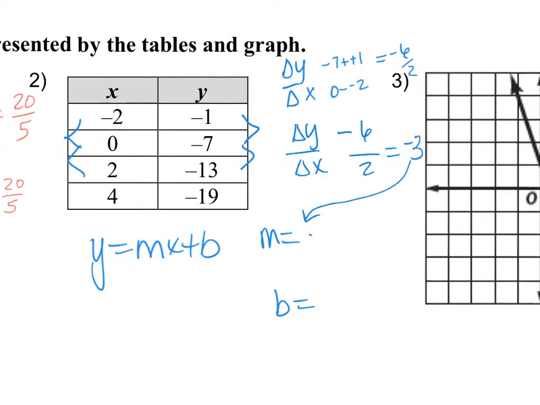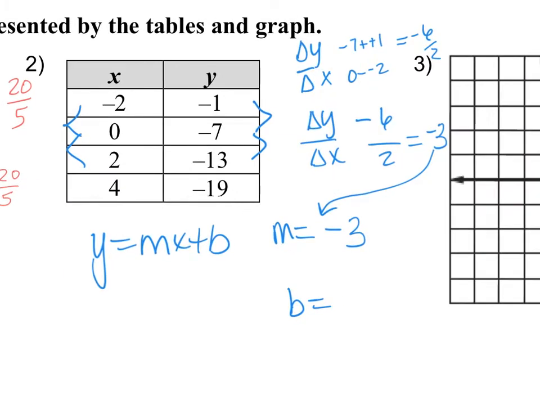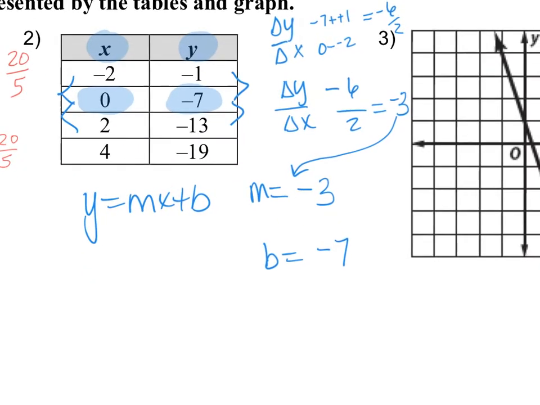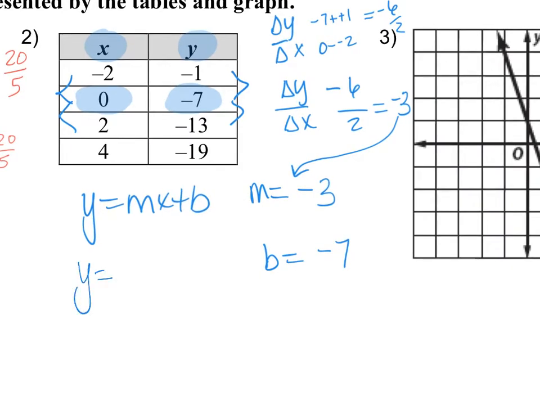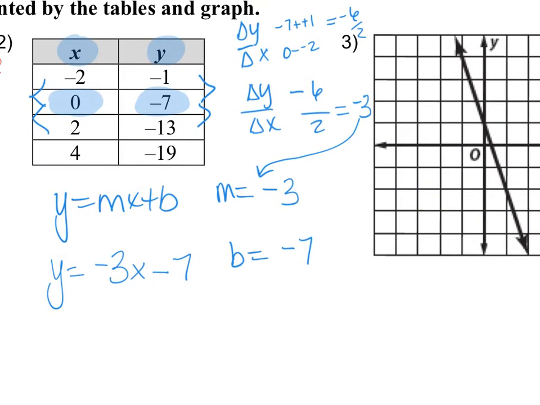So that's my m. That's my slope. Then your y-intercept. That's your y value when x is 0 on your table. So do you see where x is 0 on the table? What is your y value when x is 0? Negative 7. So when we plug it all in, y equals negative 3x minus 7.